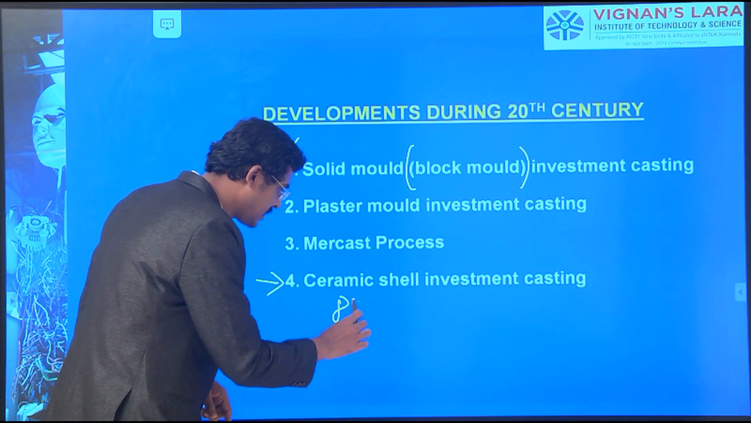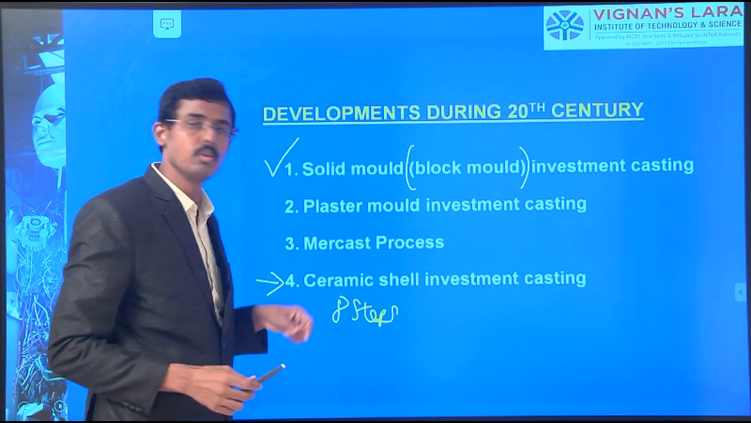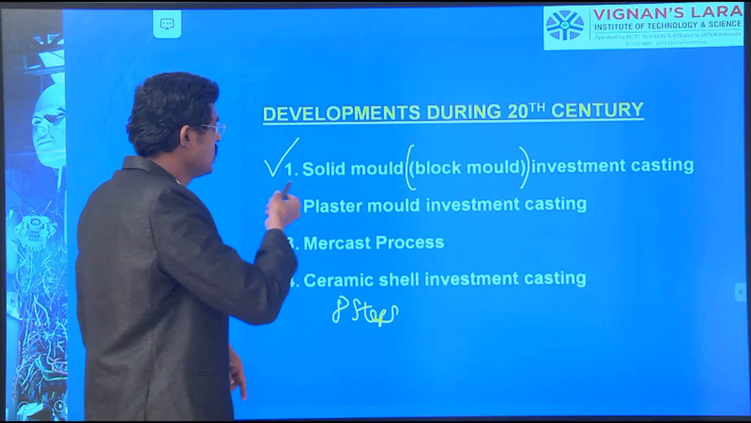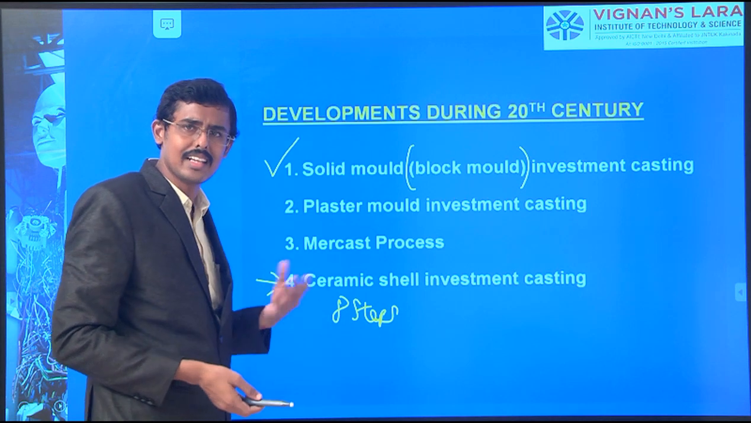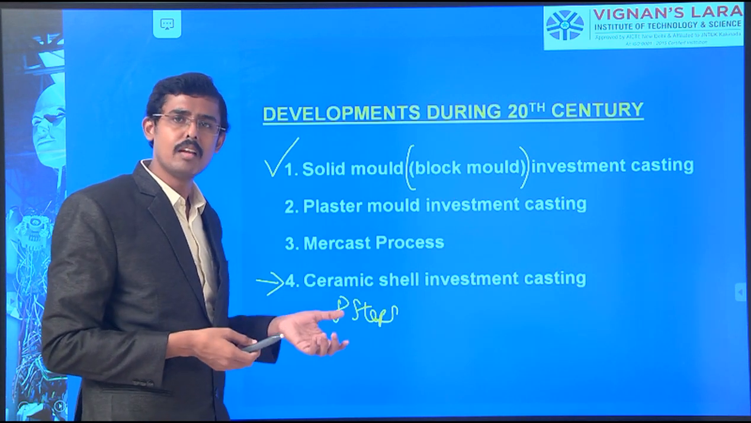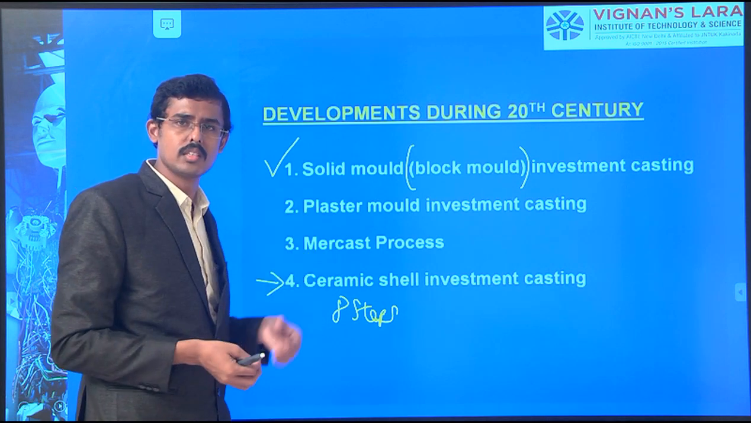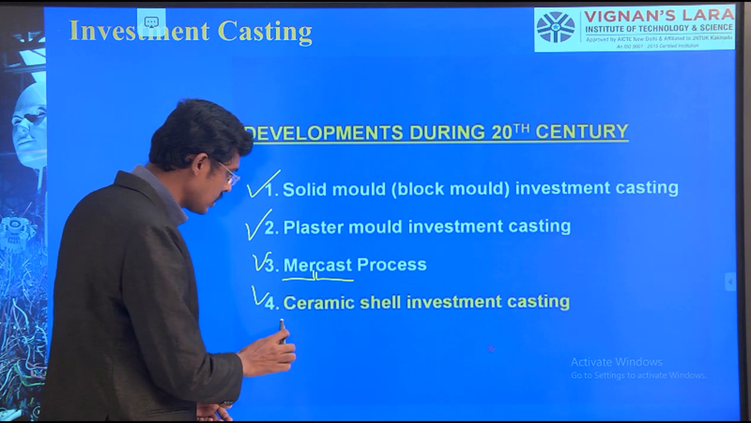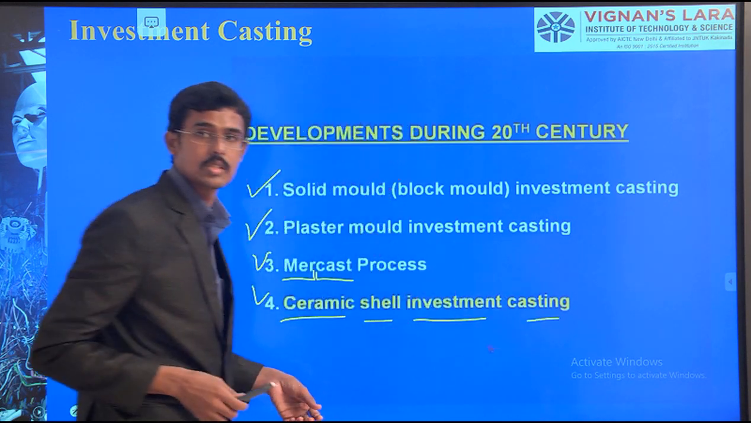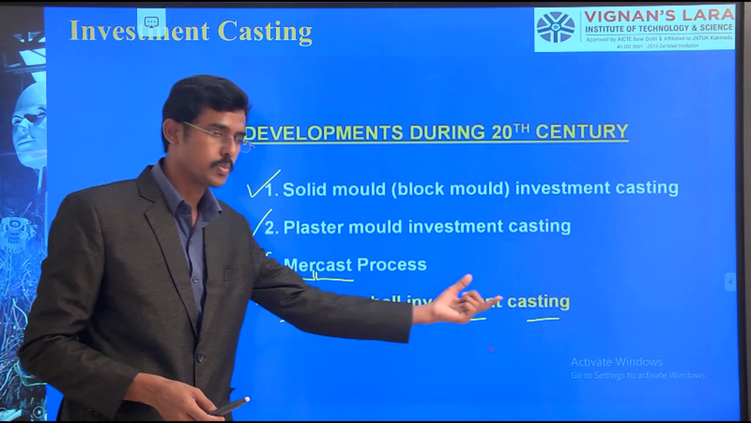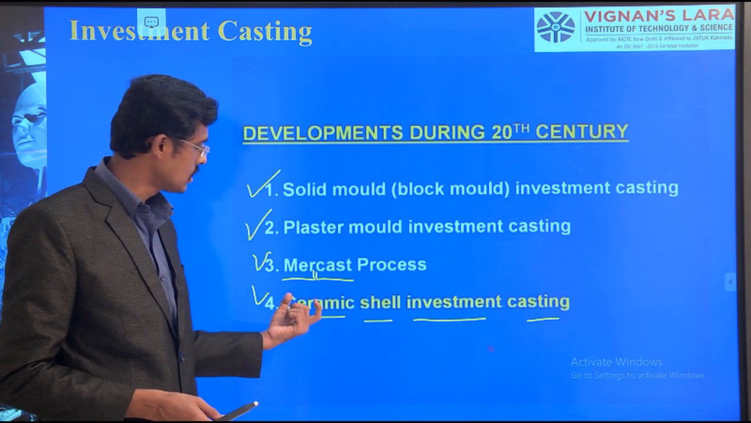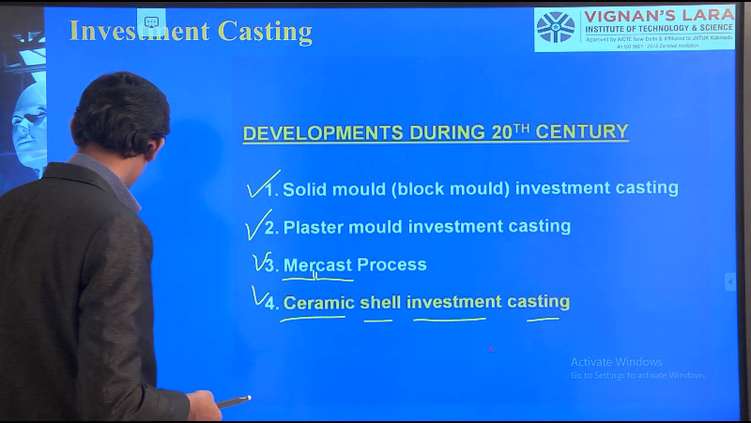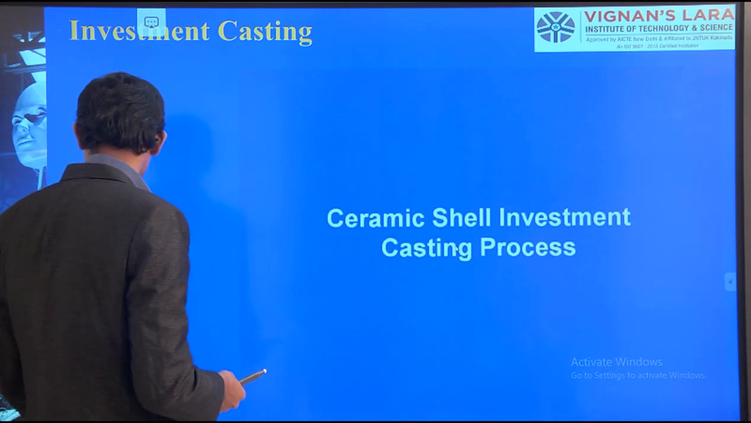This contains 8 steps, which we have to know. Before going there, we should know what happened in history. So these are the solid mold, plaster mold, Mercast process, and some other processes available in accordance with investment casting. Now, in this class, we will see the ceramic shell investment casting process. The name says ceramic shell, so we are going to use ceramic as the mold box.